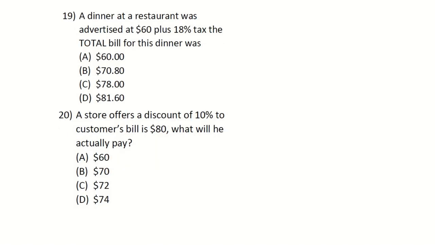A dinner at a restaurant was advertised at $60 plus 18% tax. What is the total bill? So anything more than 60, so it can't be A. So 18%, to find the total bill, let's find the tax. 18 over 100 multiplied by 60 over 1. Cross that out, cross that out. This is 3, this is 5. 18 by 3, 8 3s are 24.